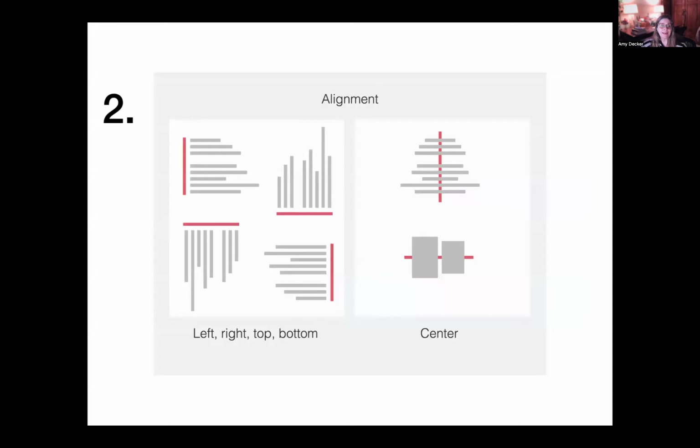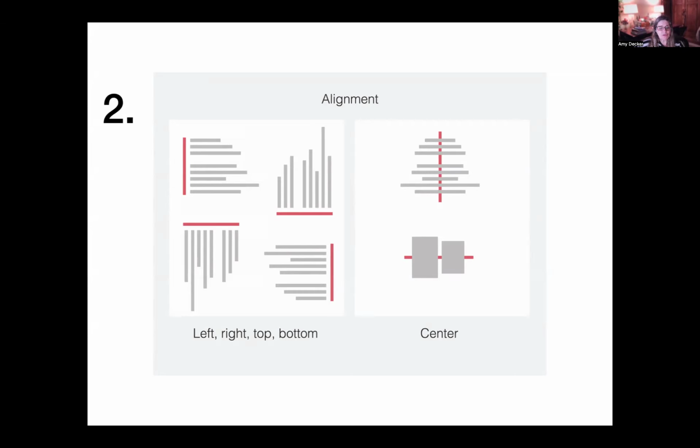Excellent. Okay, we're moving off of hierarchy. Our number two is alignment. Alignment is an important principle of design. It helps create a sharp, ordered appearance for ultimately better designs by ensuring your various elements have a pleasing connection with each other. We are looking here at examples of left, right, top, bottom, and center. These are four types of edge alignments, and we have the center alignment.